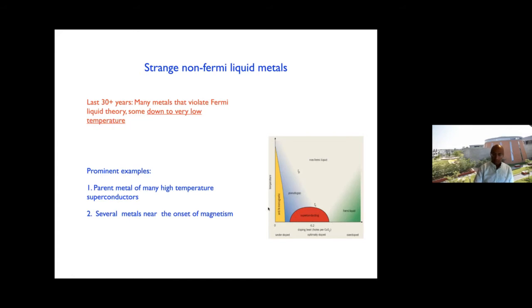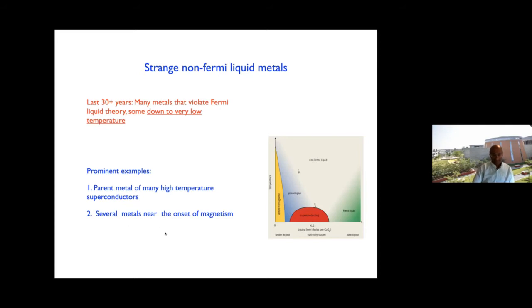So this is temperature, and this x-axis is basically the electron density in the material. So at some point they become superconducting in a region of the temperature density plane. But if you go above the superconducting transition temperature, they are metallic, but this metal is known experimentally to not be something that is described by Landau's Fermi liquid theory.